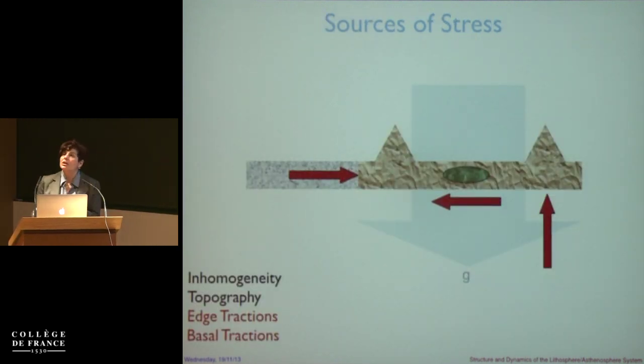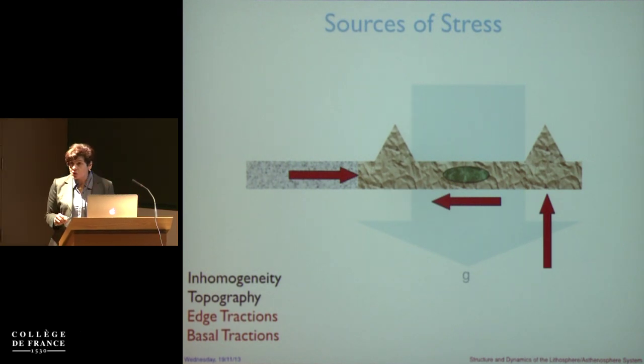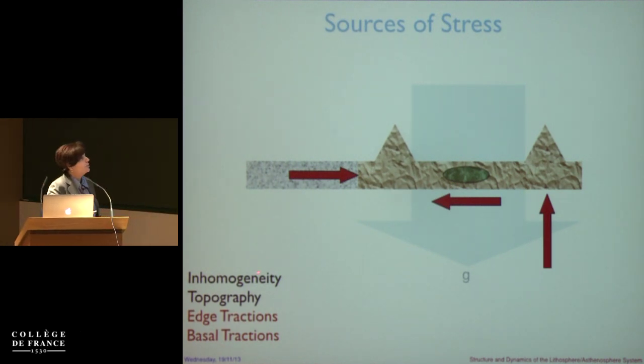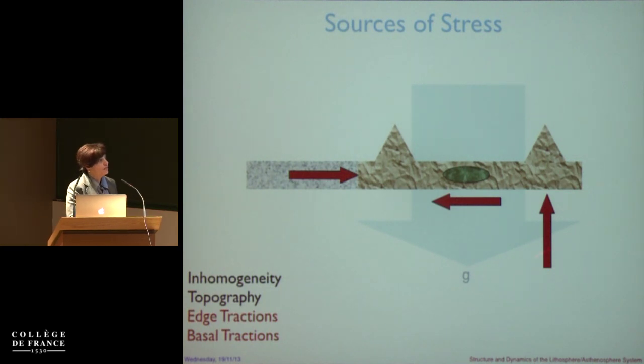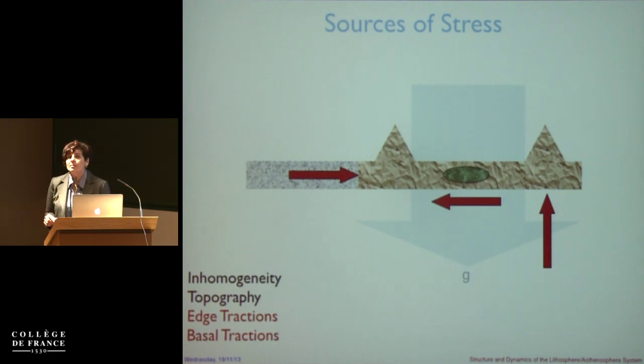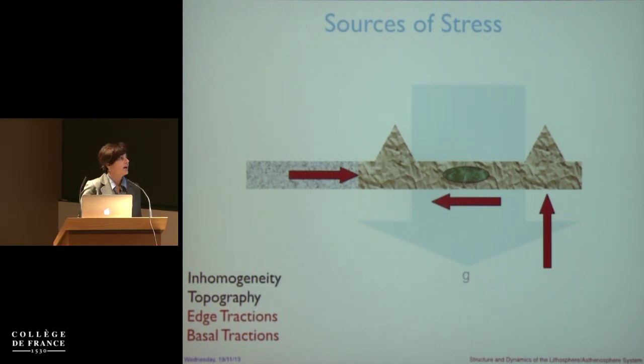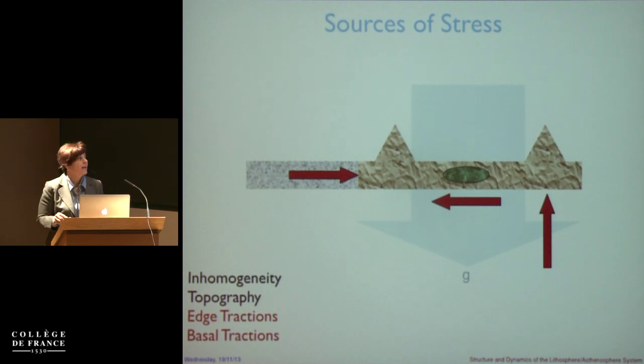If we look in a little more detail at the sources of stress, I just mentioned them, of course. Some come from the mantle flow, shear tractions at the base, and vertical tractions, if you wish, radial stresses. We also have inhomogeneity and topography in the lithosphere, and what are called edge tractions. But remember that if we knew the density distribution in the crust, lithosphere, and mantle exactly, and if we knew the rheology exactly, really the only force acting on everything is gravity.